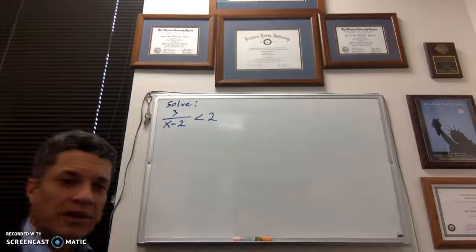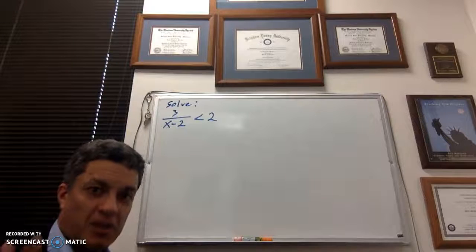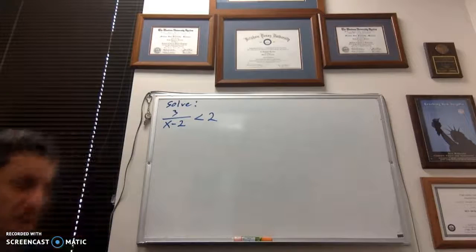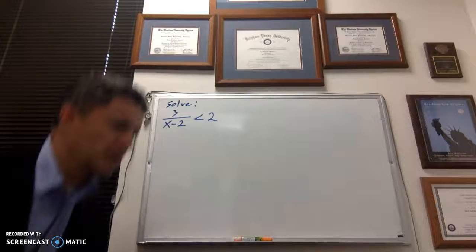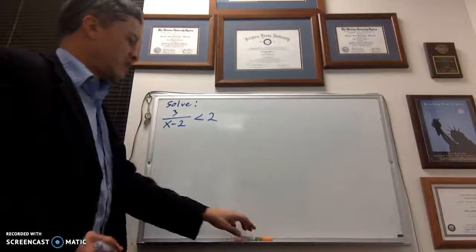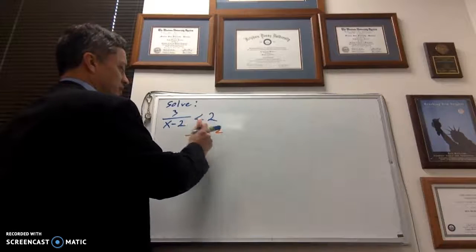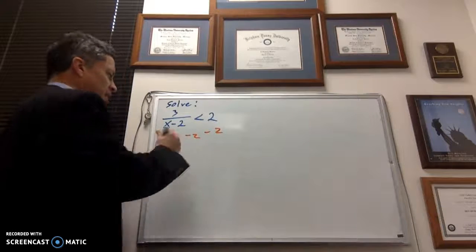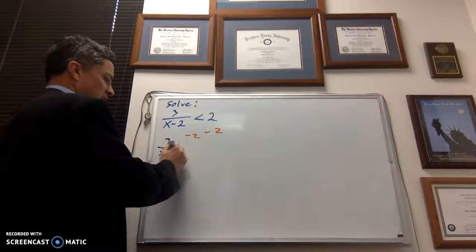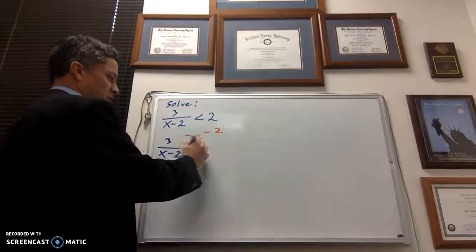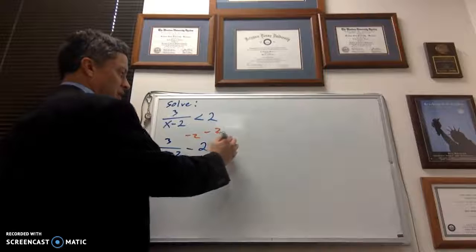So what to do? Okay, not going to lie, this problem's going to be a little on the rough side, but hopefully I can guide you through this. What to do if one side is not a 0? Well, make it a 0. Subtract 2 from both sides. And right away, this is going to make it a little more challenging. 3 over x minus 2 minus 2 is less than 0.